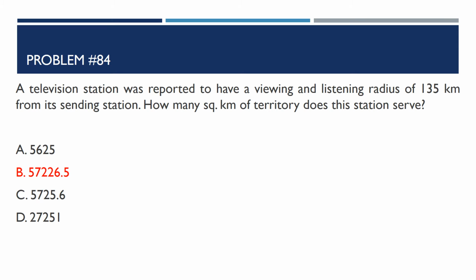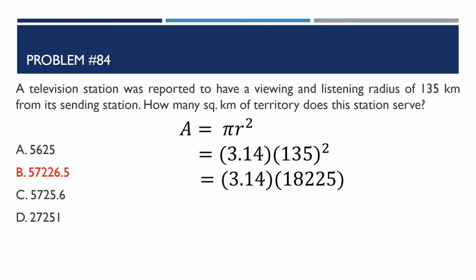So we're going to use the area formula for a circle, since it is involving a radius, so obviously it's a circle. Now, the formula for the area of a circle is pi r squared. There's no given value for pi, so we'll just use the approximate value, which is 3.14. So 3.14 times the radius of 135 squared. The square of 135 is 18,225 times 3.14. It will be 57,226.5 square kilometers.